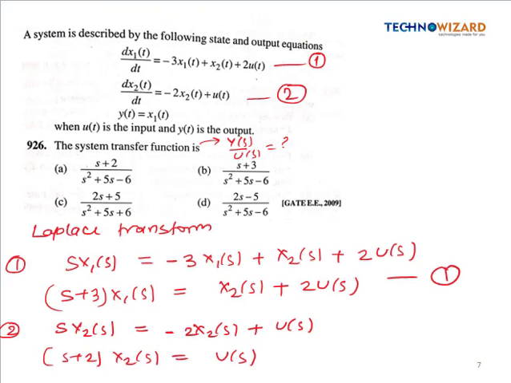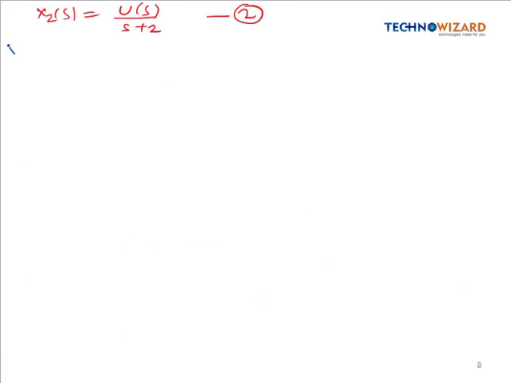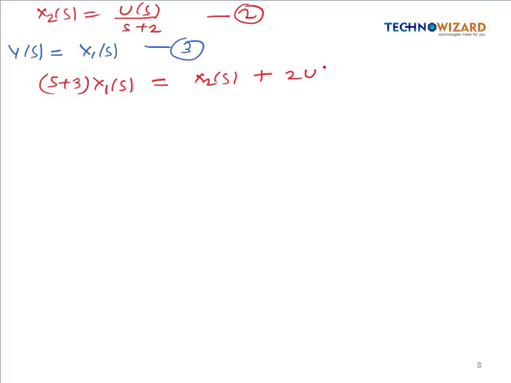Now this is our third equation, so also take the Laplace transform of the third equation. This will be y of s is equal to x1 of s. So this is equation 3. In place of x1 of s we can simply put y of s. So we have obtained equation 1 as: s plus 3 x1 of s is equal to x2 of s plus 2 u of s.